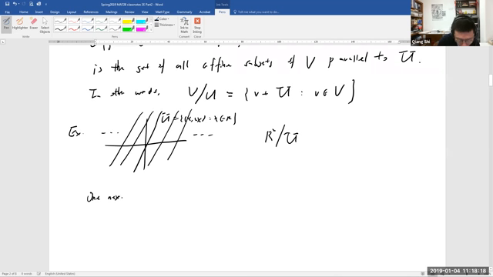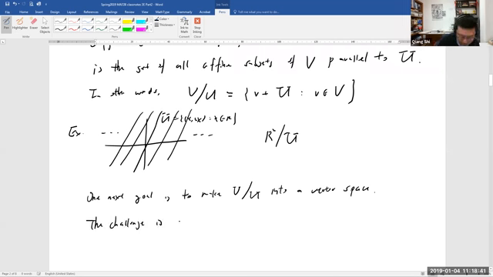So our next goal is to make this, generally speaking, any vector space V over a subspace U here, into a vector space. But as I mentioned a minute ago, the challenge is that one affine subset may have many different representations.